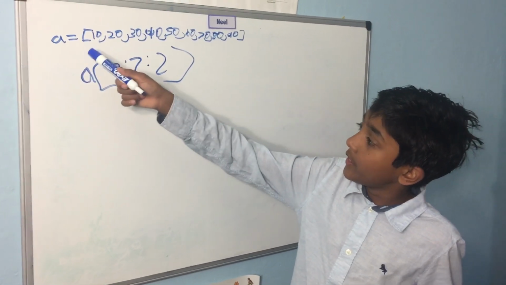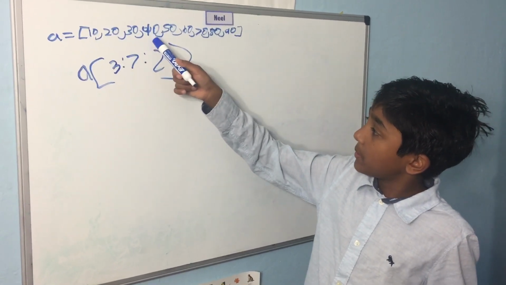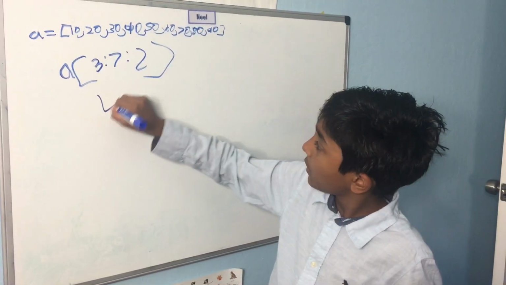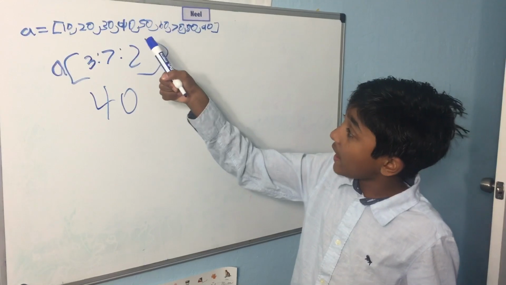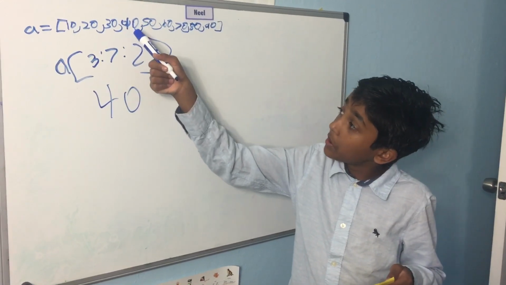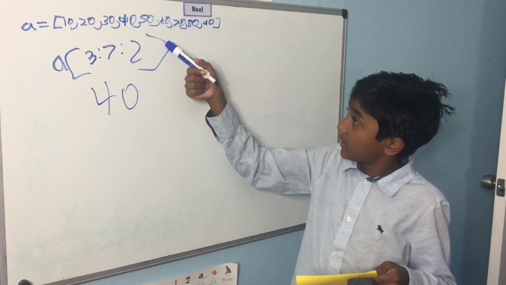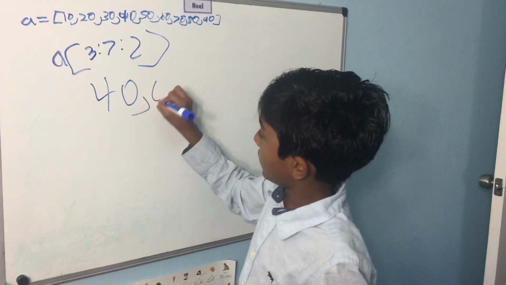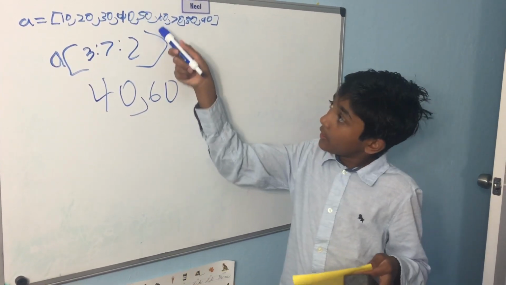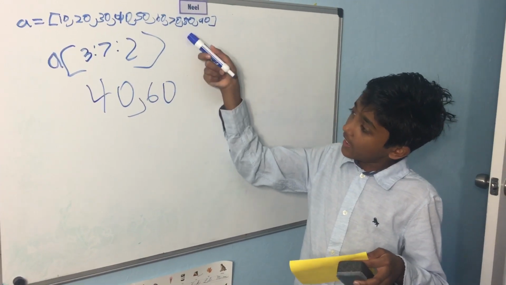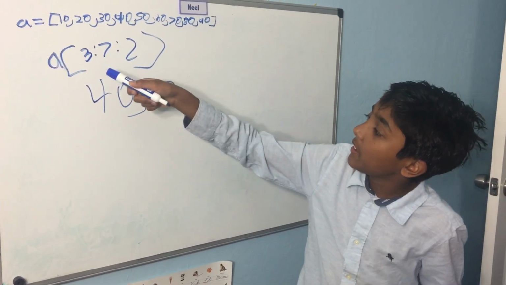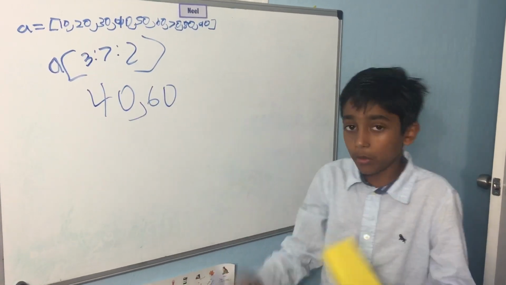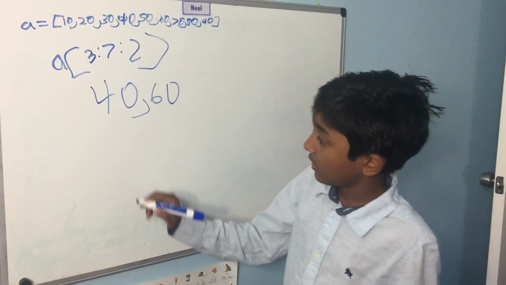3 is 0, 1, 2, 3. It's 40. So it'll print 40 first, and then it'll jump 2 elements and print 60. But then if it does 2 more, then it'll get to 80. And 80 is the element with index 7, so it won't print anything else.